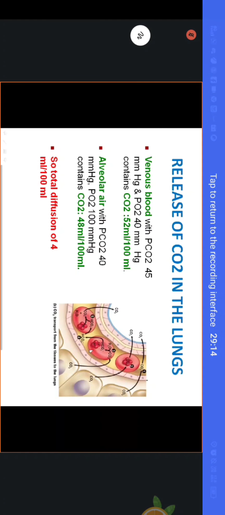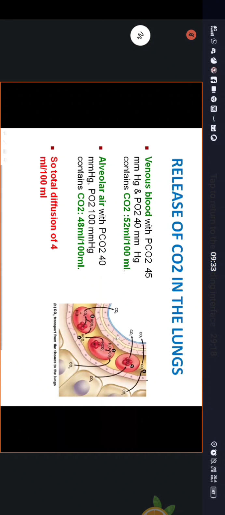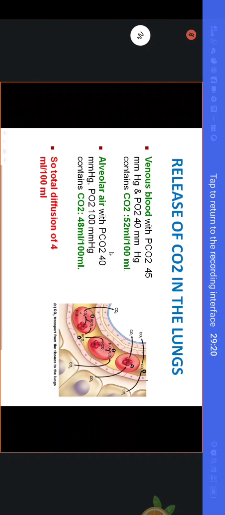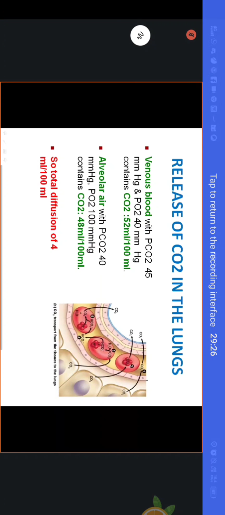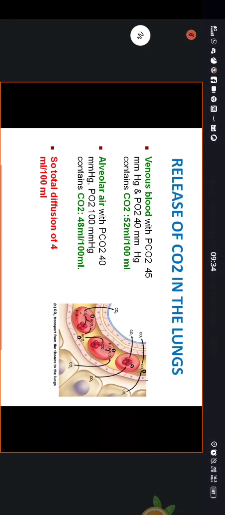So the net effect will be release of carbon dioxide from the capillaries into the alveoli. Quantitatively, it is only around 4 ml per 100 ml. As I told earlier, if cardiac output is 5 liters, then the total amount of diffusion per minute will be 4 into 5000, that is 200 ml per minute.